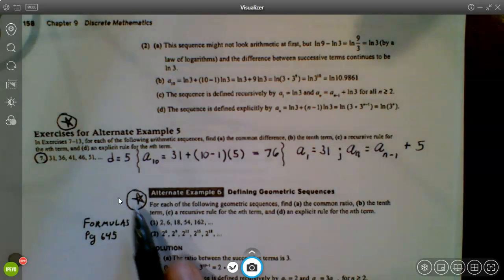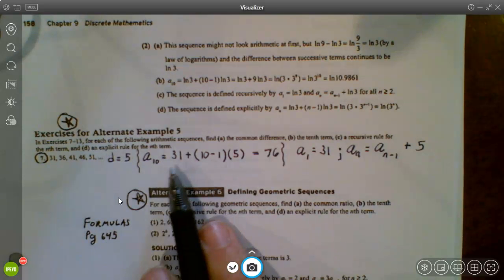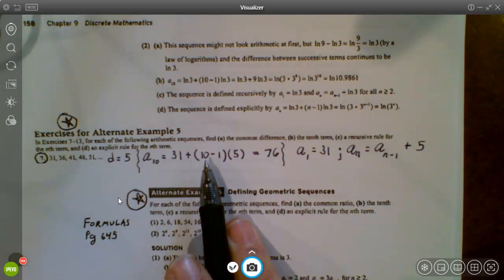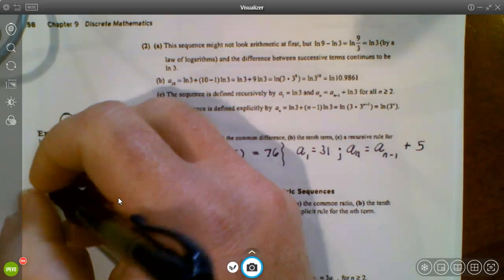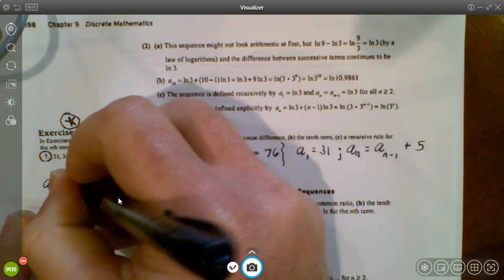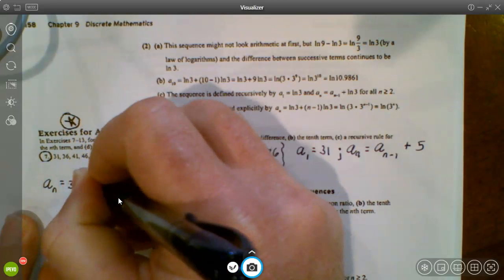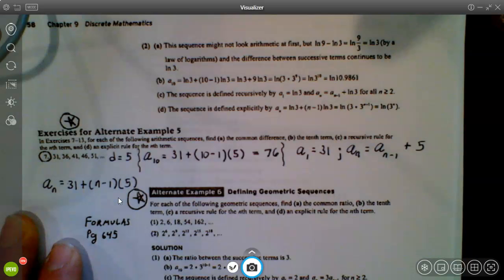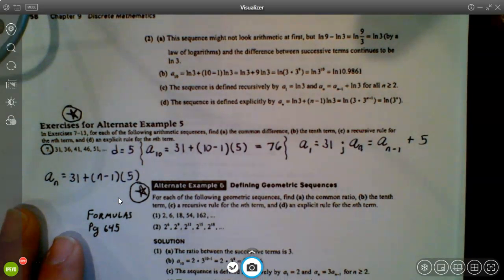As far as writing the explicit rule, remember it's the exact same thing that we did right here, only you don't put in a specific number for this. We just leave n as n. So as far as the explicit rule goes, we would say it's my first term plus n minus 1 times the common difference. All right, and so that's the way we would lay it out for writing the explicit rule.